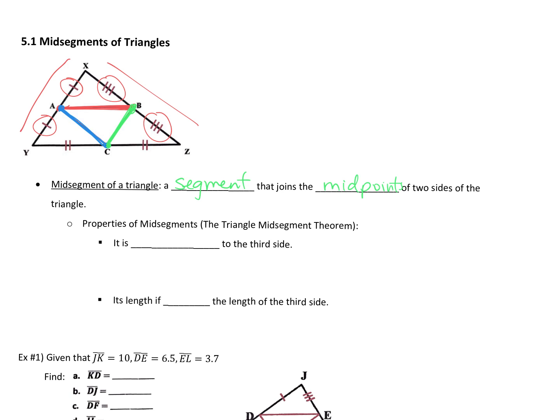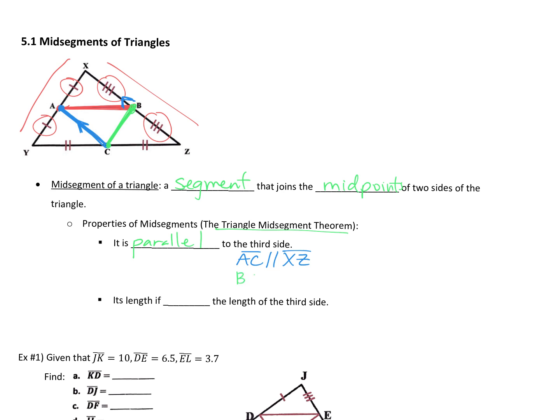But then what you're really going to do with mid-segments are these two properties. There are two properties that go along with this. It's called the triangle mid-segment theorem. The triangle mid-segment theorem says that your mid-segment is parallel to the third side. For instance, if we look at our picture up top, it's saying that segment AC is parallel to segment XZ. So AC is parallel to XZ.